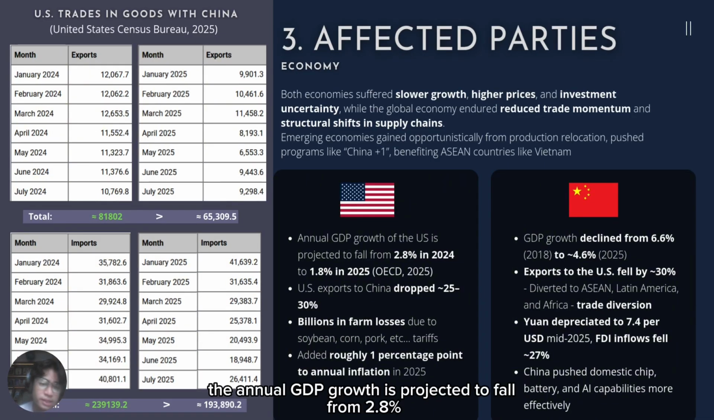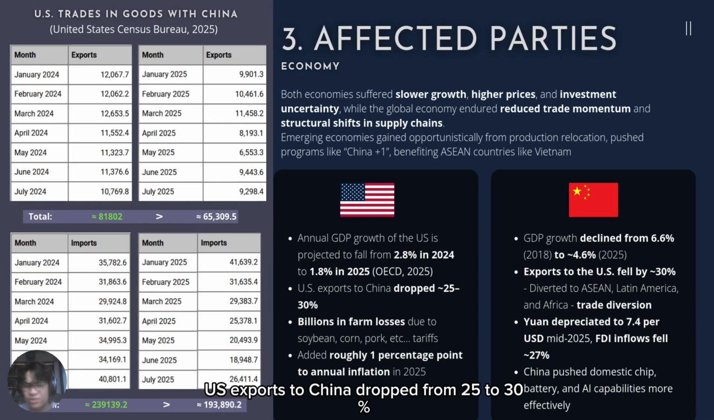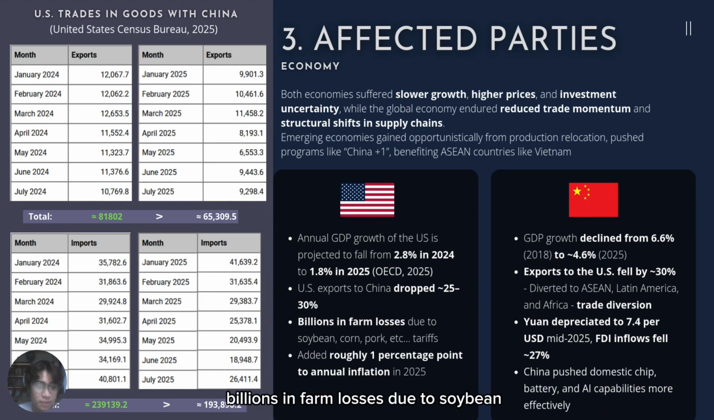So on the US side, the annual GDP growth is projected to fall from 2.8% in 2024 to 1.8% in 2025. US exports to China dropped 25 to 30%, with billions in farm losses due to soybean, corn, and pork tariffs. The annual inflation in 2025 was raised by roughly 1 percentage point.